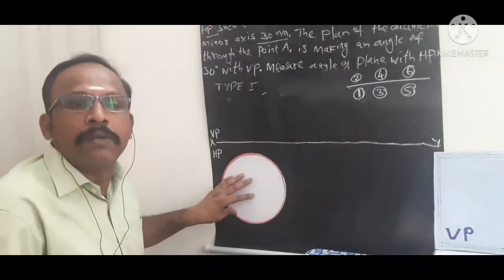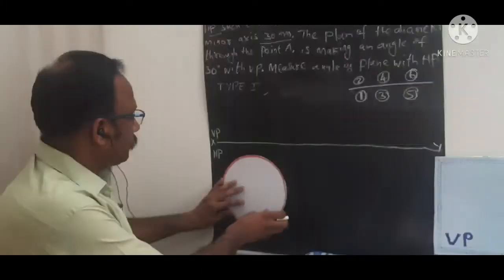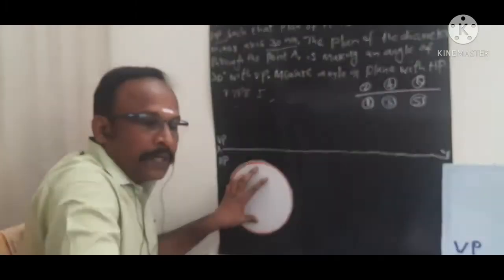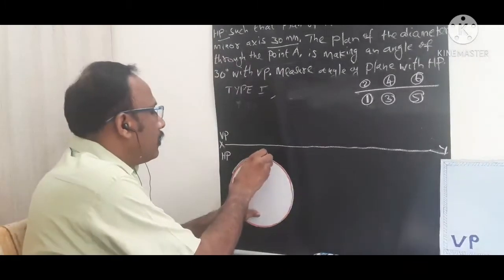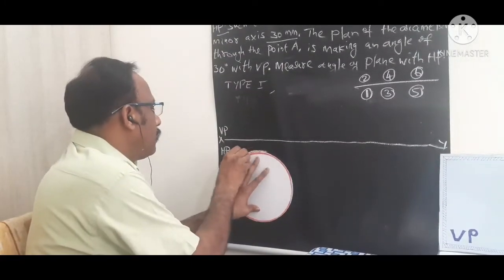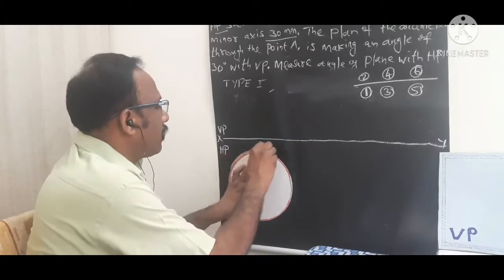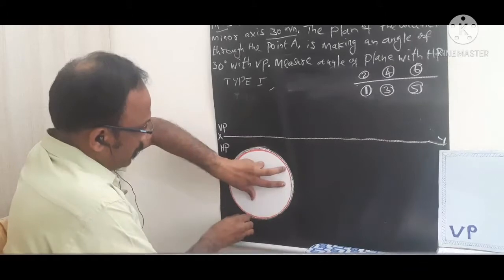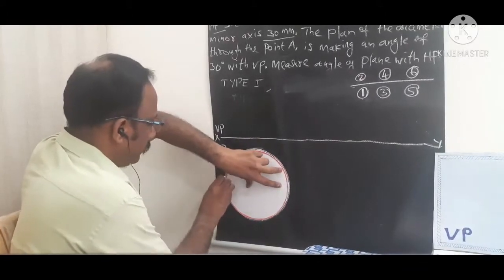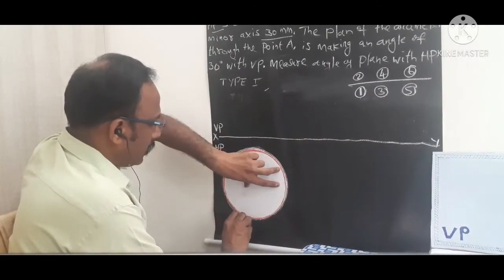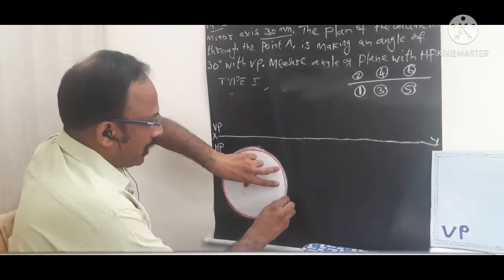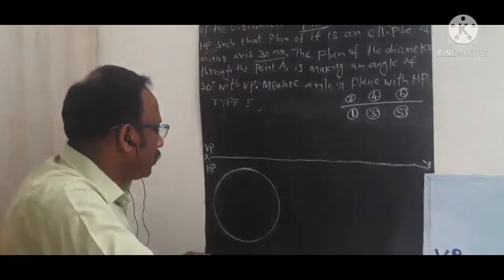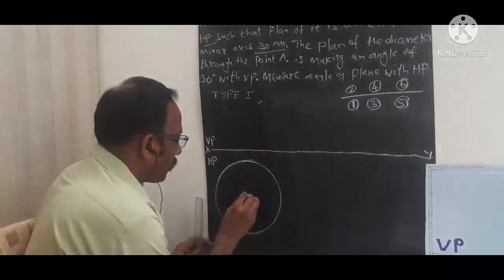You can see my board, right? So now I am going to draw the first top view of this circular lamina by drawing this circle. The diameter is 75 mm, so the radius you can take is 37.5 mm. Now we need to mark the center point here.